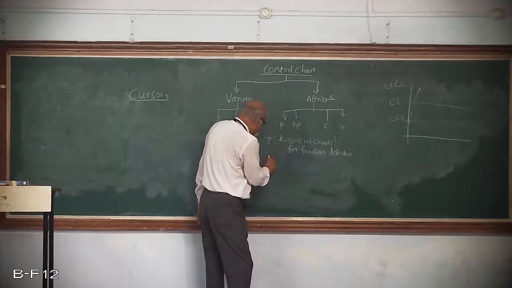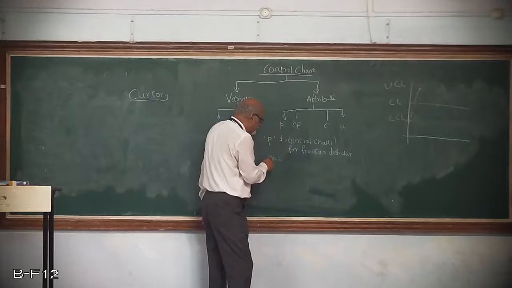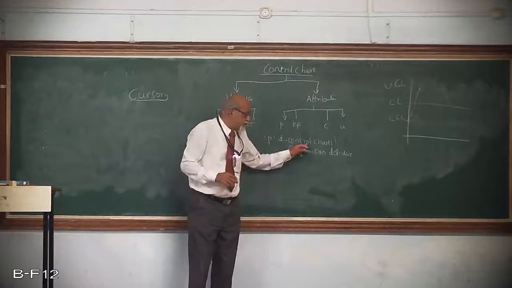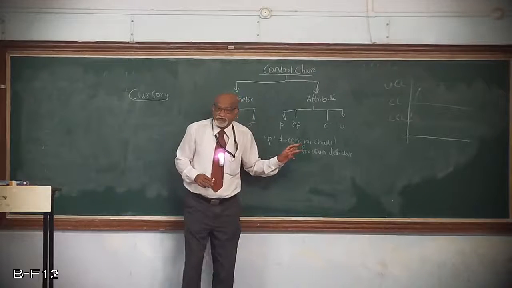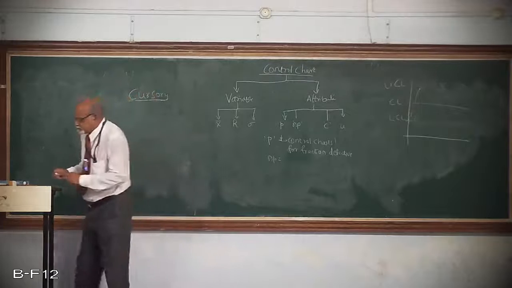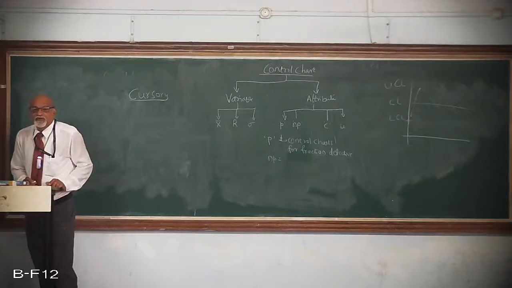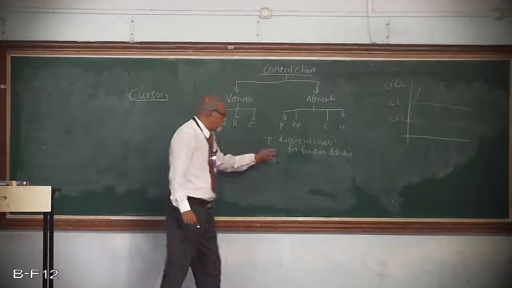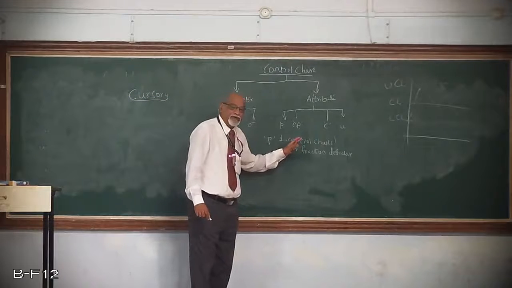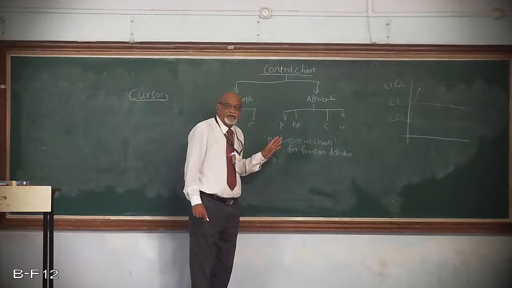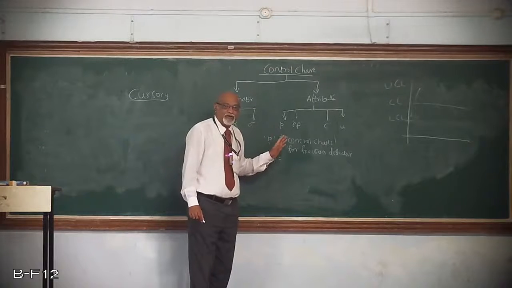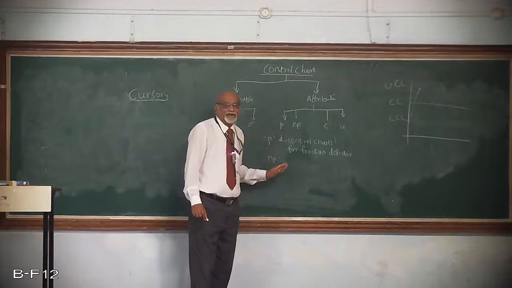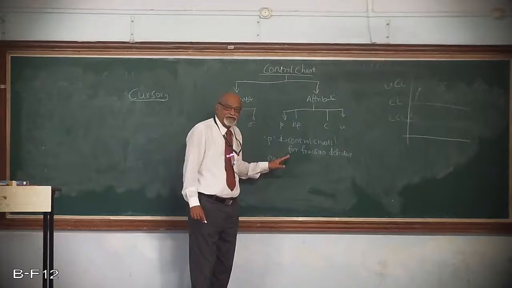NP chart means, NP means what? N into P. That means this will give us, this is fraction. The fraction means less than 1. Try to understand. Here NP, number of defectives. Fraction defective multiplied by the sample size will give us the number of defectives. While implementing, it becomes easier.